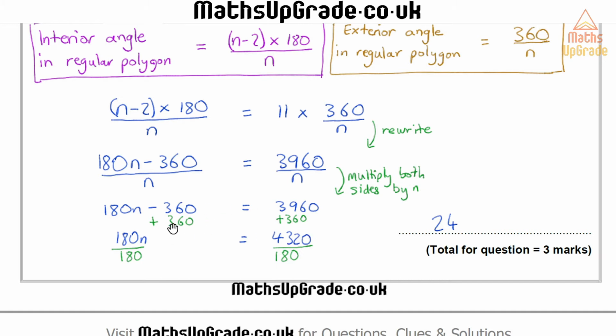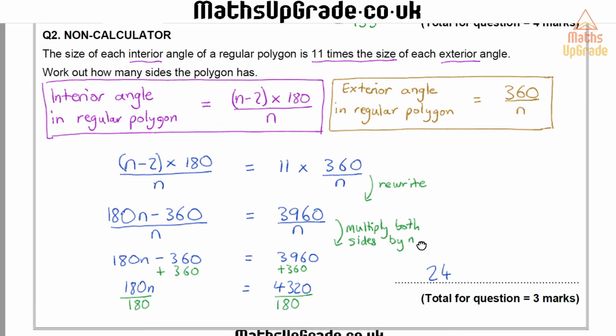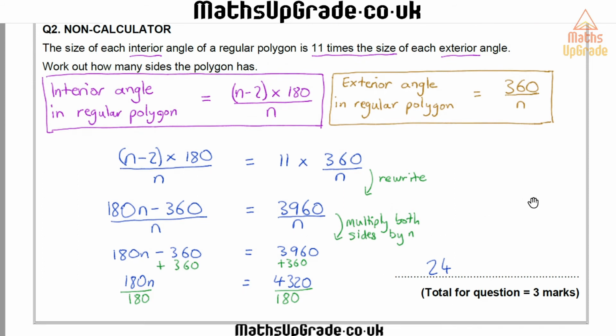Then using the balancing method, I'm going to add 360 to both sides. That leaves me with 180n equals 4,320. Then if I divide both sides by 180, since that's the inverse of multiplying by 180, I end up with n equals 24. So the number of sides of that polygon is 24. Now you can always check this by putting this back into the original equation. So that question is worth 3 marks there. Make sure you follow it through all the way and understand what I've done.